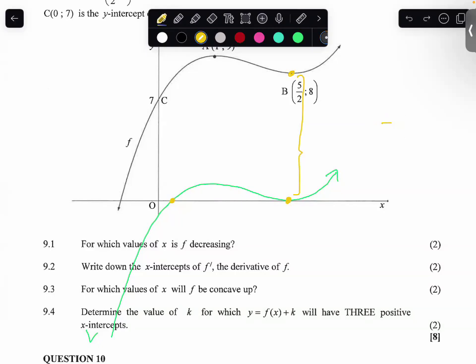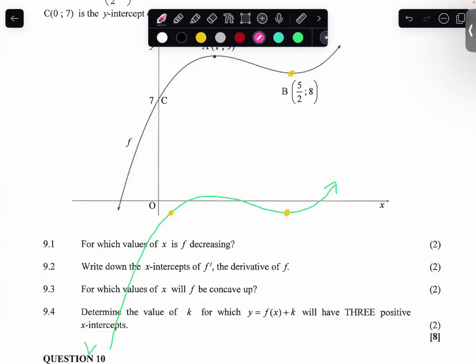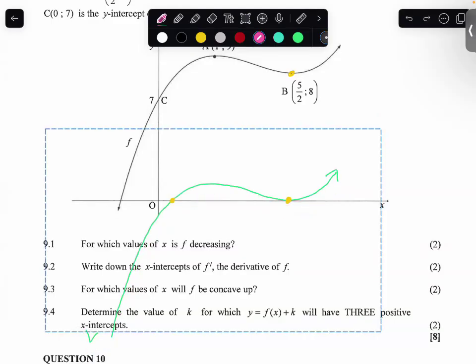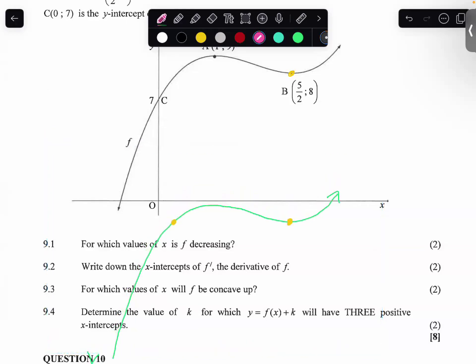But when the turning point lay on the x-axis, it only gave me 2 positive x-intercepts. And I don't want 2, I want 3. So I said, let's move it a little further down. If we moved it a little further down, it then gave us 3 positive x-intercepts, which is what I want. But now I can't move it too far down, because if I move it too far down, it's going to end up with just 1 positive x-intercept. And I want 3 positive x-intercepts.